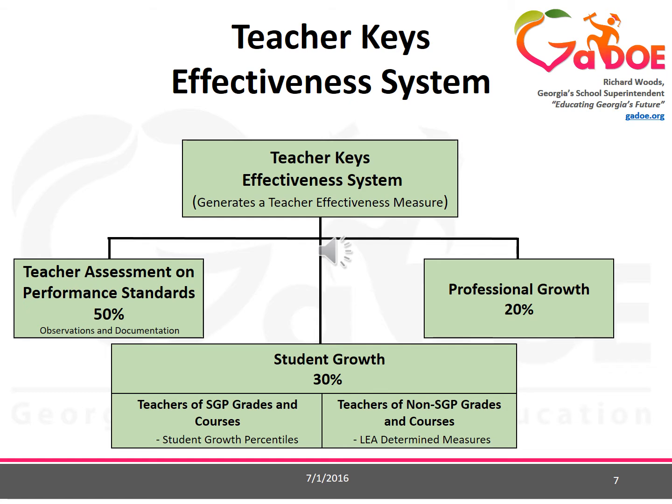There are two different methods of getting the student growth information. One is for teachers who teach classes where there's an end of course test or an end of grade test. If you teach an end of course test or an end of grade test, then your student growth measure will be determined by the milestones assessment. If you do not, then your student growth measure will be determined by a pre-test, post-test that will be described to you by your school administrators.